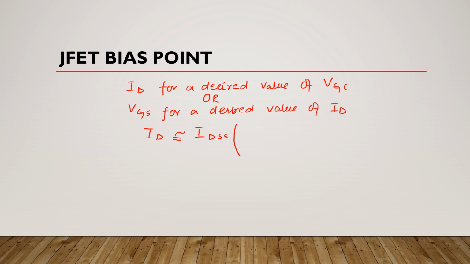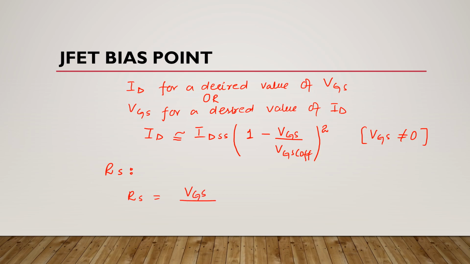IDSS times (1 minus gate to source voltage divided by cutoff voltage) whole square. It means here the gate to source voltage is not 0. Then you will calculate the value of source resistor Rs, and for this you will use the relationship Rs is equal to gate to source voltage divided by ID. Here you will use absolute values.